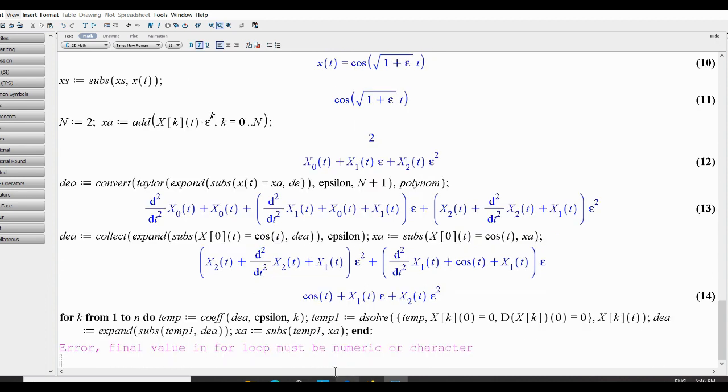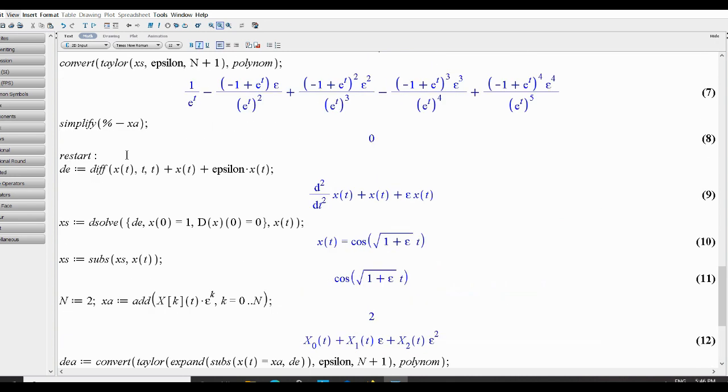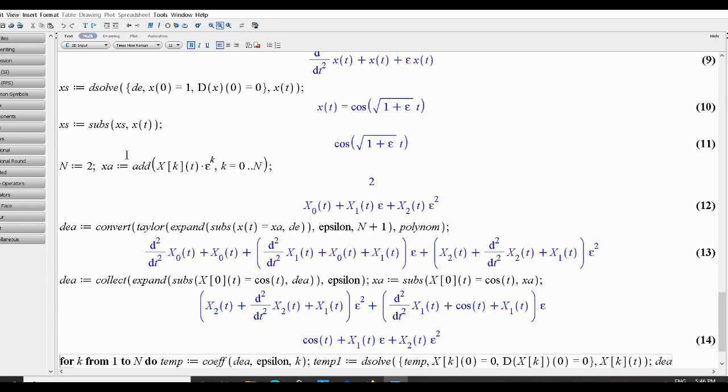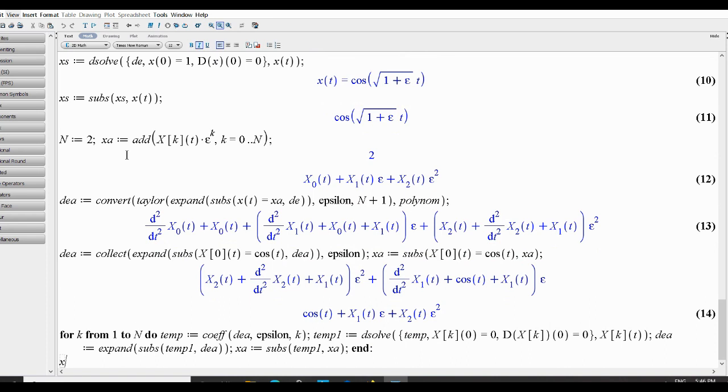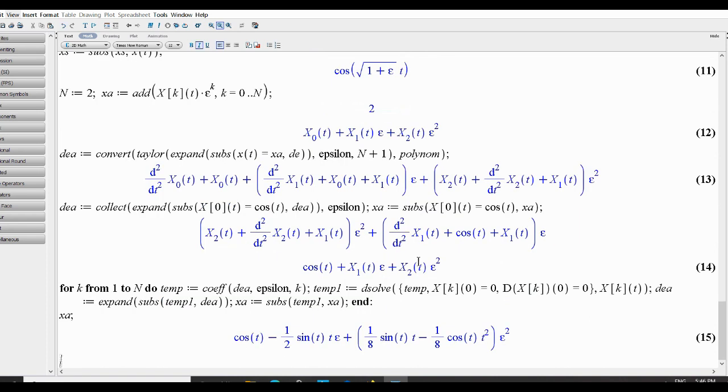Okay, that didn't work. That's because this has to be capital N, and we will restart. Okay, and we will say XA. Okay, so here is my solution, and I hope you can see the problem with it. The problem is that the correction is t sine t.